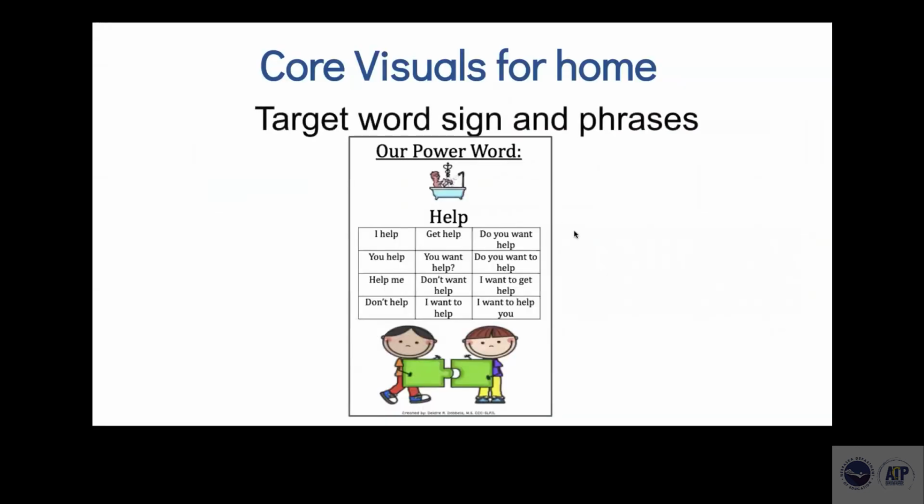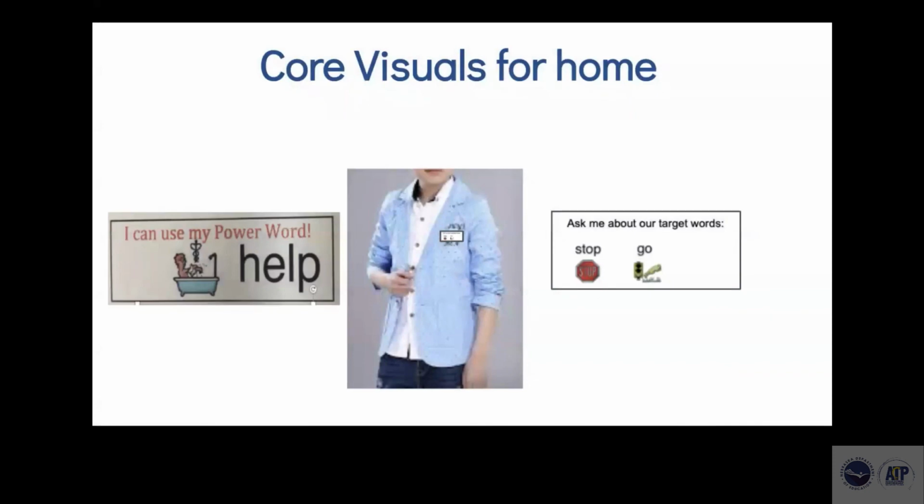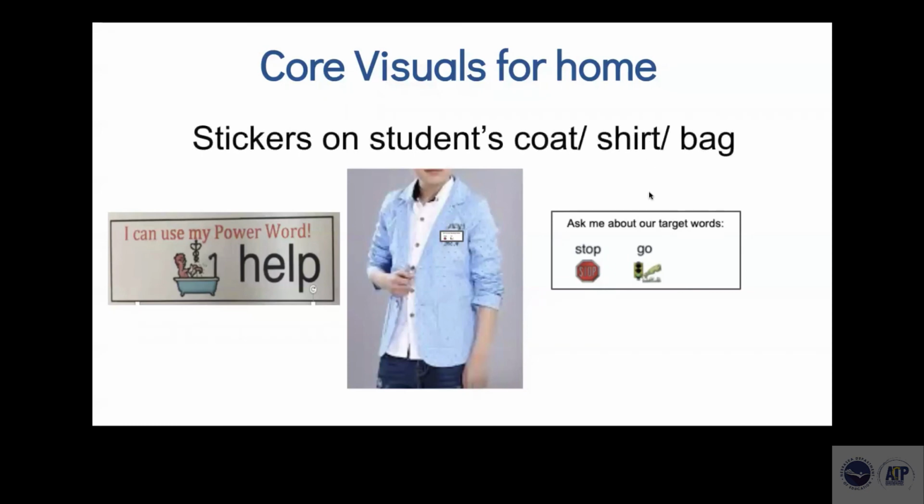And we also, when we are targeting certain words, the parents will get the target word sign and certain phrases that they can model using that core word and other core words. And a lot of parents will put this on their fridge as well. We also provide, a lot of times what teachers do is if they're targeting certain words, they will print them out on labels and they will stick them right on the student's jacket or coat or shirt or bag. And parents don't even have to go in their backpack to know what the target words are for that week or that month.